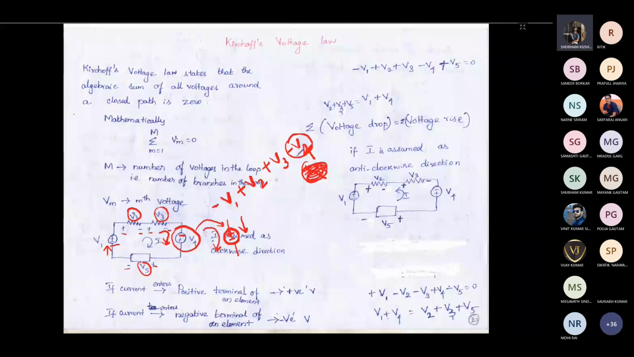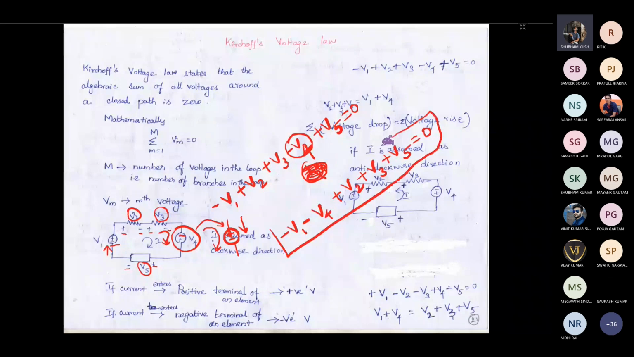Then if you travel through that, you get plus V5, so this will be equal to 0. What are the voltage rises here? The voltage rises are V1 and V4. Then V2, V3 and V5 are the voltage drops. So this is one way of writing: sum of voltages within the loop is equal to 0. For voltage rise, I have mentioned it as negative, and for voltage drop, I have mentioned it as positive.